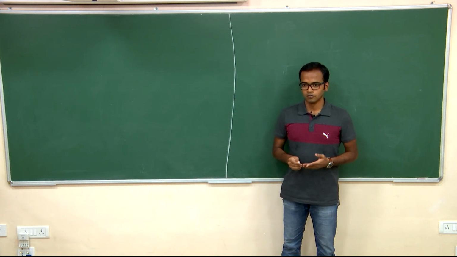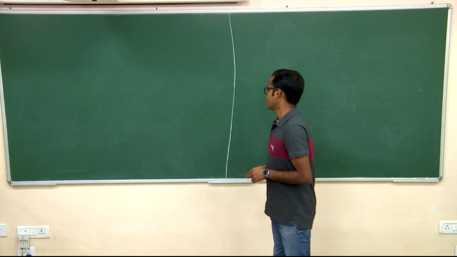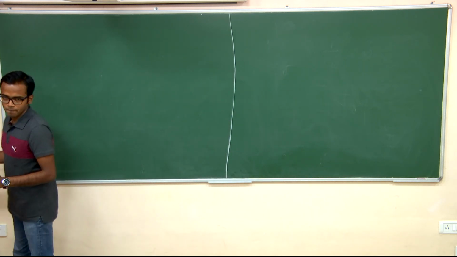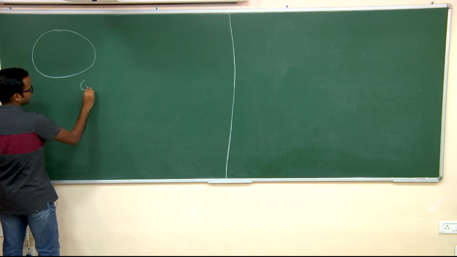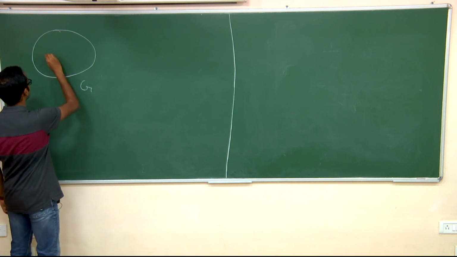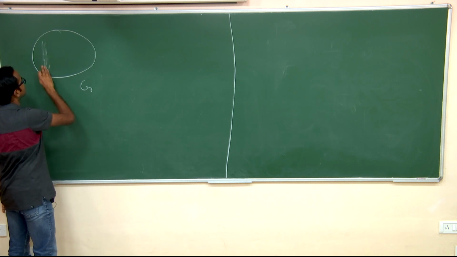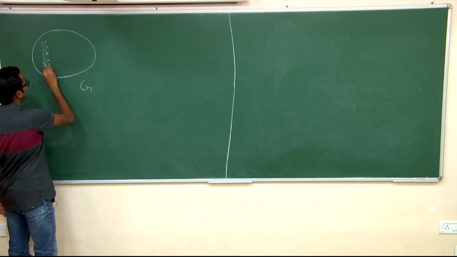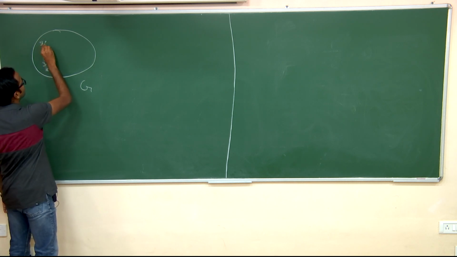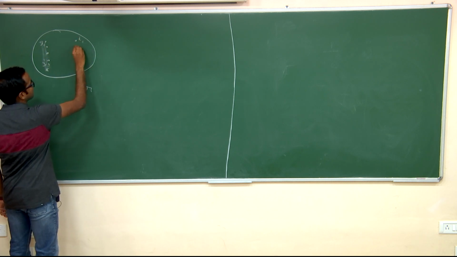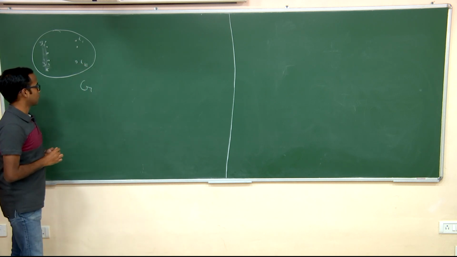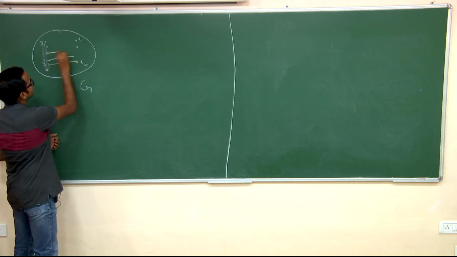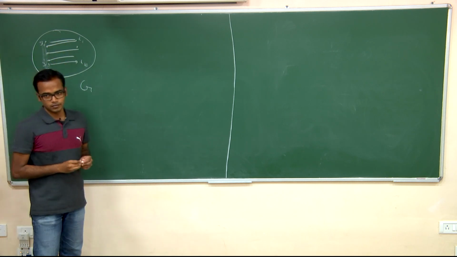Alright, so what we'll be looking at over the next couple of lectures is what's called the disjoint paths problem. In this problem, what you are given is a graph G, some initial vertices and some terminal vertices. The problem is to find disjoint paths between these vertex pairs.